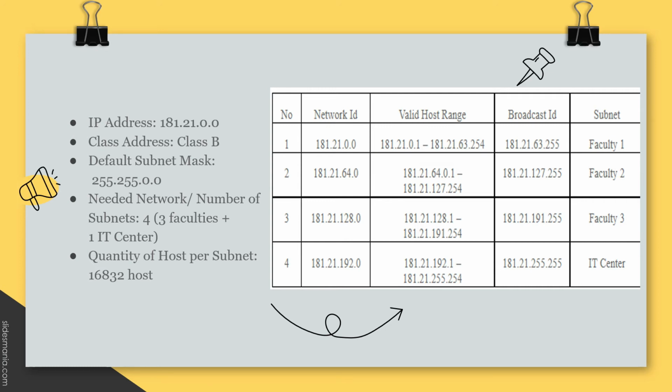With the bits left, we can obtain the quantity of hosts per subnet, which is 16,382 hosts, using the formula 2 to the power of bits left minus 2. So in this table, this is the network ID, valid host range, broadcast ID, and subnet for each faculty and IT center.